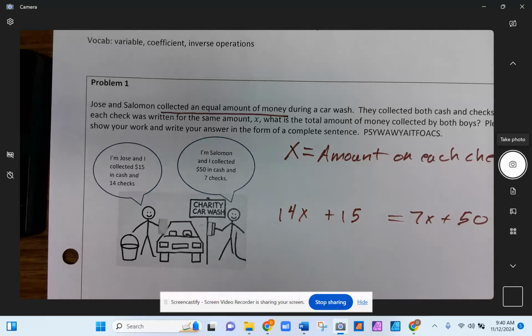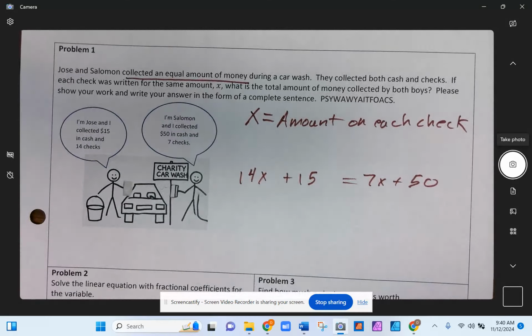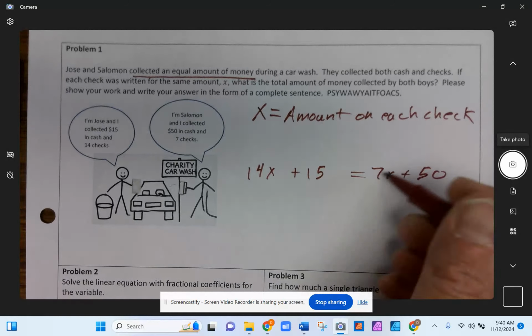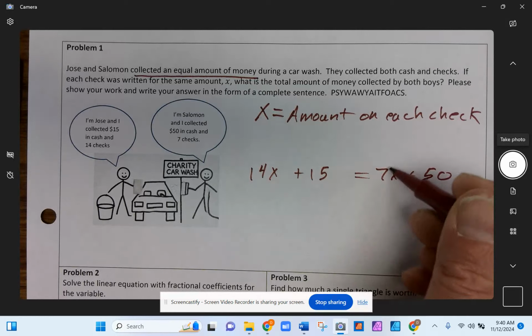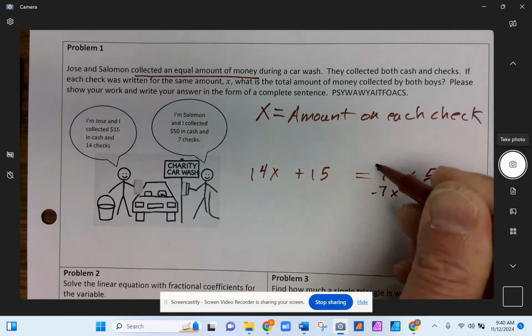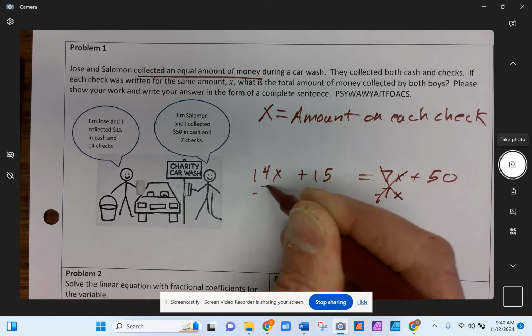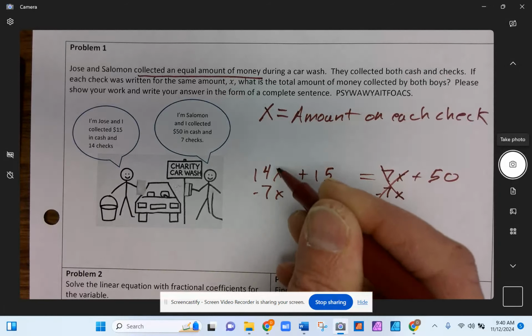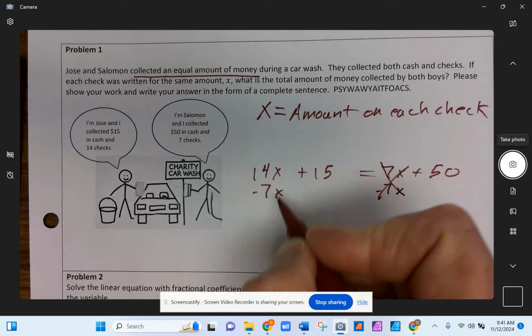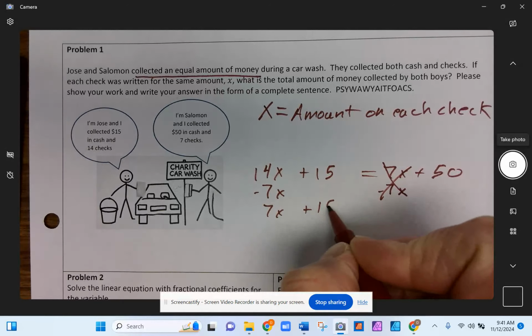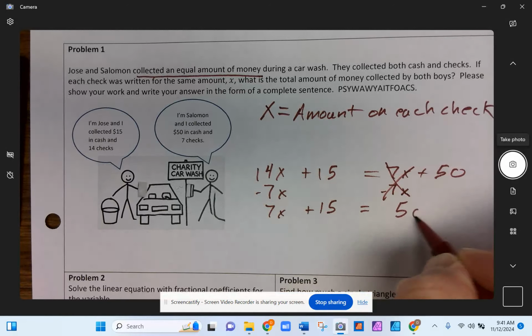Okay, so this is really similar to the warm-ups we did last week. We want to get this x over here, right? So I'm going to do an inverse operation. This is a positive 7x, so I'm going to subtract 7x. That'll cancel it out to 0 on this side. And I bring it to this side and match it up with the 14 here, not the 15. Then I subtract to get 7x plus 15. I bring down that 15 and the 50, because I haven't done anything with it yet.